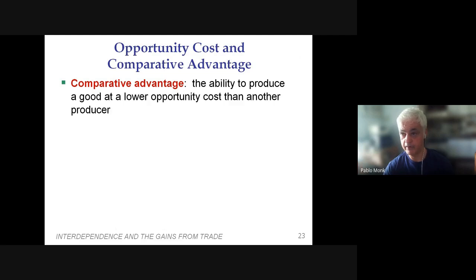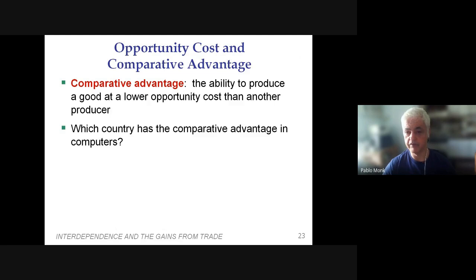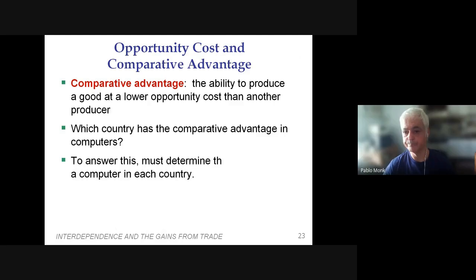It means I can make one good at a lower opportunity cost than someone else. And if you can make something at a lower opportunity cost, not a total cost, but an opportunity cost, you have what is called a comparative advantage. Okay, so let's see comparative advantage in computers. Now we can do the math and figure out this comparative advantage. Is this all making sense? Okay, cool. So let's think about the opportunity cost of a computer in each country.